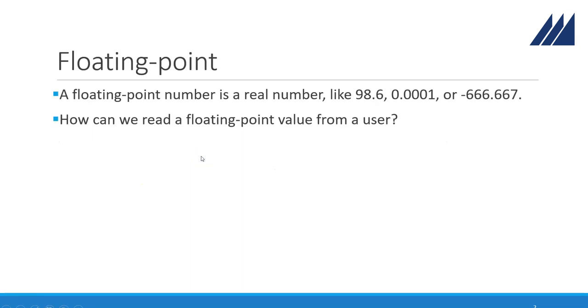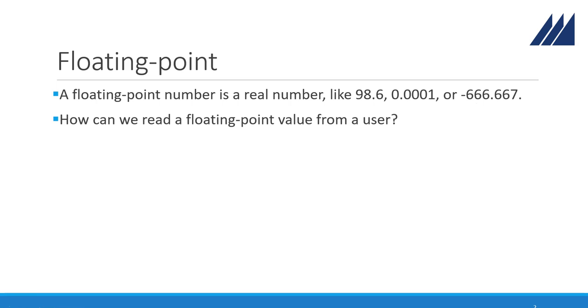Okay, so what is a floating point? A floating point is a real number, usually a number that has a decimal value or decimal point. For example, 98.6, that's a floating point. 0.0001, that's another floating point. It could also be a negative number.